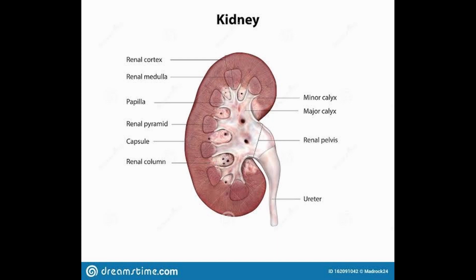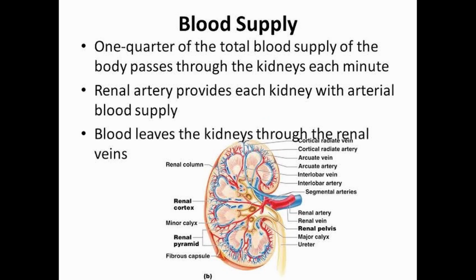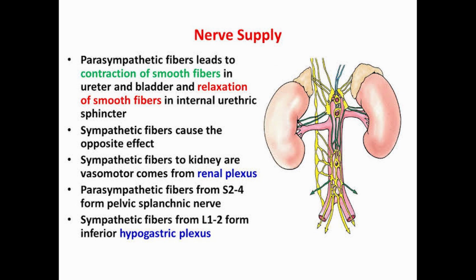Now we discuss the blood supply of the kidney. A quarter of the total blood supply of the body passes through the kidneys each minute. The renal artery provides each kidney with its arterial blood supply. Blood leaves the kidney through the renal veins. So the blood supply of the kidney is through the renal artery, and then the blood leaves the kidney through the renal vein.